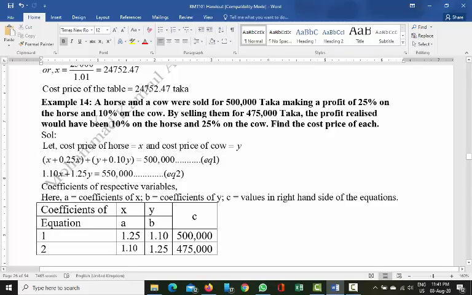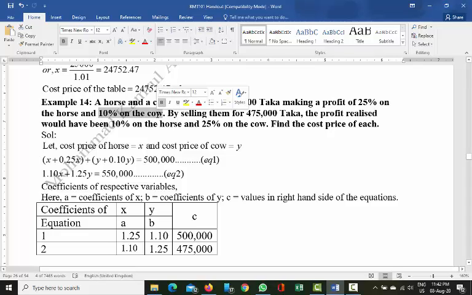So 25% profit means that X taka is the cost, and you can make a 25% profit on the cost. So 25% means 0.25 on the cost. That means profit will be 0.25 into X.